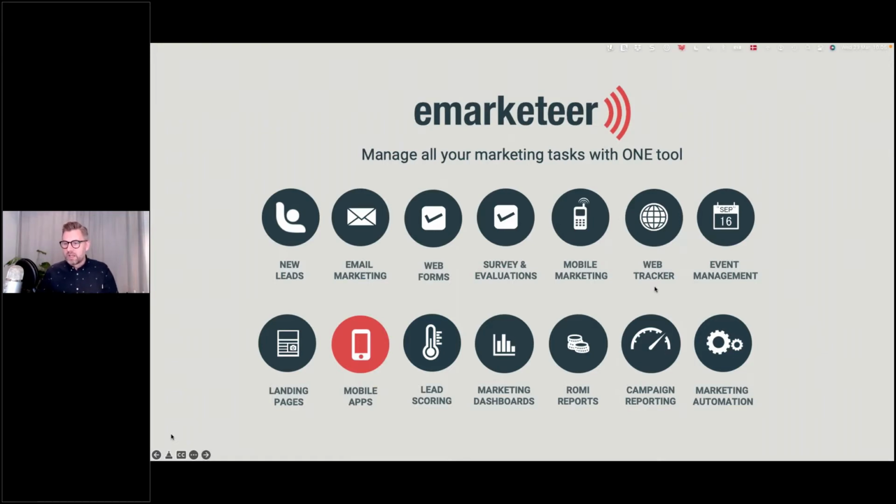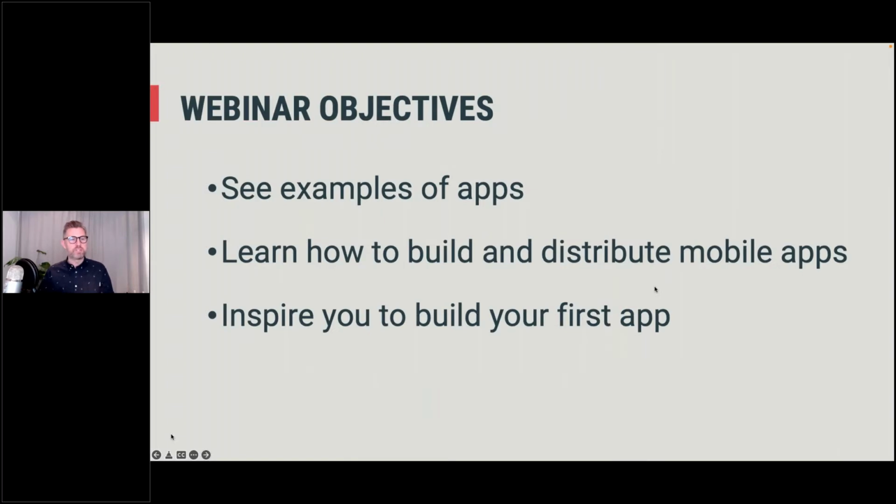Cool. So let's move on and look at the objectives here. The objectives are to look at a couple of examples, cases of apps that we've made together with customers, or the customers have built themselves, to get some ideas going on what types of apps you could be doing. And again, let me know in the questions box if you already have a draft of an idea or a scattered thought about an app, then I could bring those in as inspiration as we go. So we're going to look at some examples, and then we're going to learn how to build and distribute an app in eMarketeer, and hopefully inspire you to build your very first app.